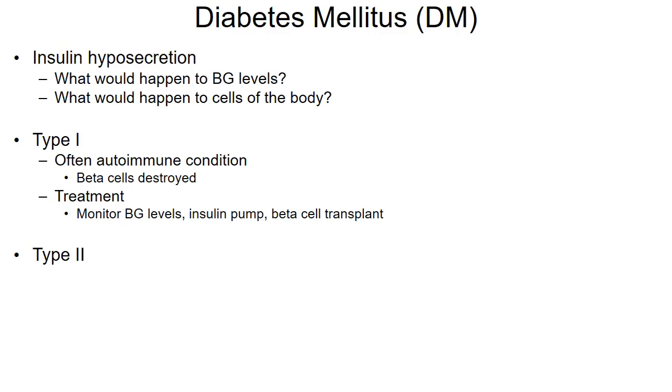Type 1 is when there's an autoimmune condition in which the immune cells attack the beta cells so that the beta cells are diminished and can't release insulin. And so here, the major treatment is to inject insulin or have an insulin pump to replace the insulin that can't be released by the beta cells because they're being attacked by the immune system. All right?